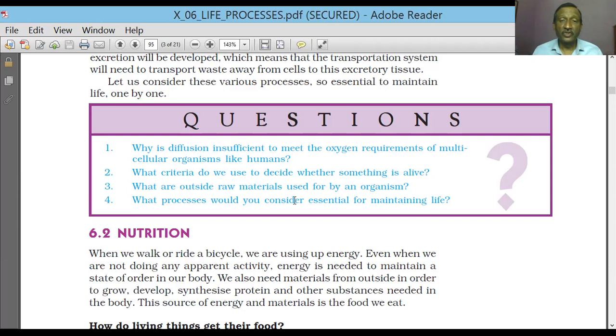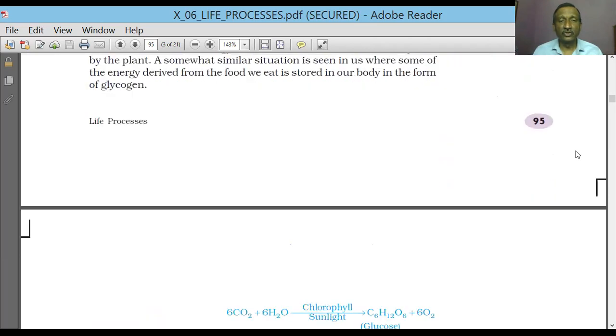Question number 4. What process would you consider essential for maintaining life? So, which are the processes? Nutrition, respiration, transport, and excretion. Let's go to the next section.